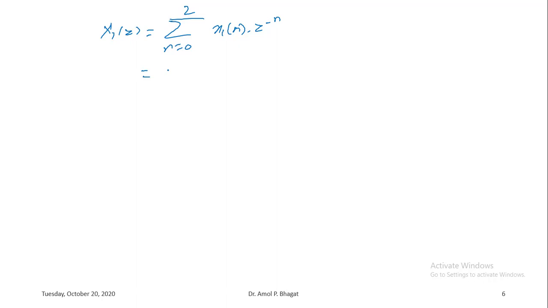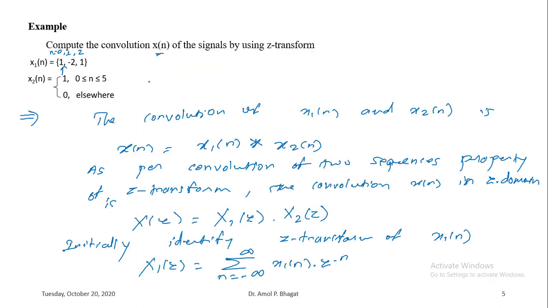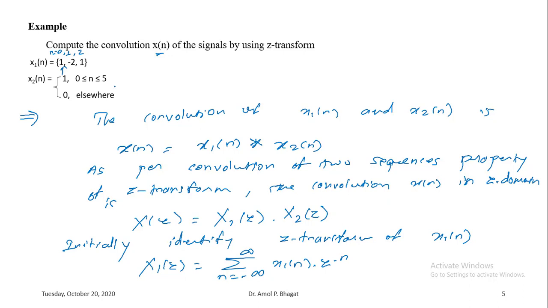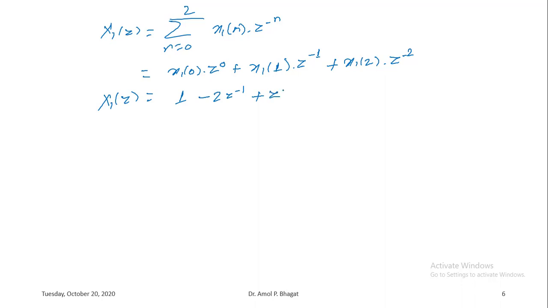If I substitute these values, it equals x1 of 0 z to the power 0 plus x1 of 1 z to the power minus 1 plus x1 of 2 into z to the power minus 2. Substituting the values of x1 of 0, x1 of 1 and x1 of 2, which are 1, minus 2, 1, it will be 1, since z to the power 0 is 1, then minus 2 z inverse, since x1 of 1 is minus 2, and plus 1 z to the power minus 2, since x1 of 2 is 1. So this is the required z transform of x1 of n.